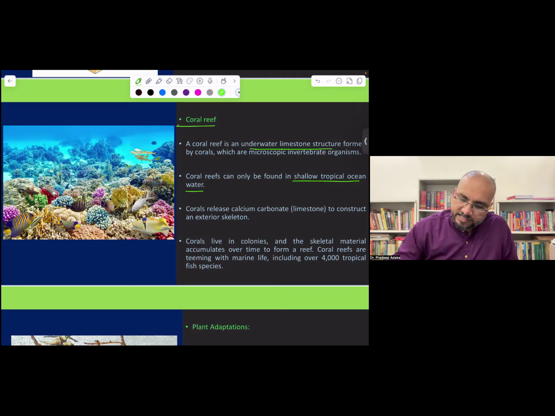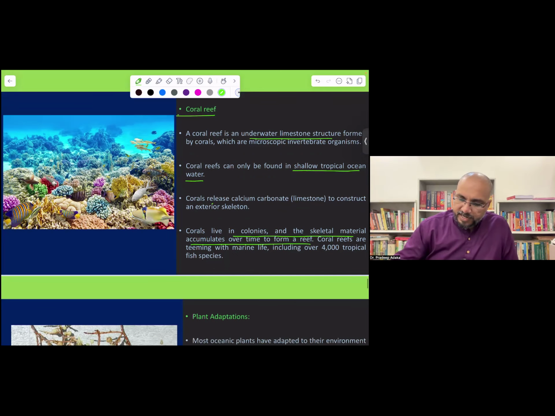Corals produce calcium carbonate to construct their exoskeleton. Calcium ions and carbonate ions are present in the oceans. They will produce carbonate ion, and calcium they will capture from the ocean water, and they will secrete a calcium carbonate shell. Corals live in colonies, and the skeleton material accumulates over time to form the reef. Okay, and they are very rich in biodiversity.